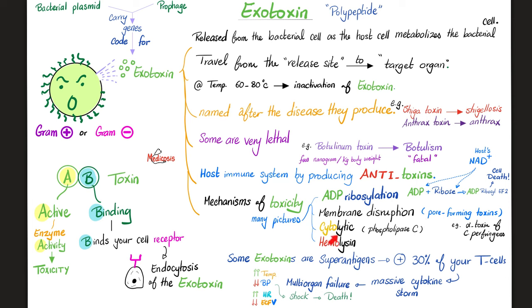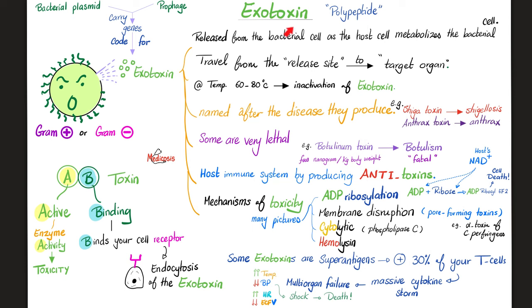Or it could cause lysis of the cell, such as phospholipase C. This is how the alpha toxin of Clostridium perfringens, which we'll talk about in a later video, works. A fourth mechanism is hemolysin, which causes hemolysis, destruction of blood cells. Some exotoxins are like the Incredible Hulk, super antigens. They stimulate a third of your T lymphocytes, inducing them to release lots of cytokines. This cytokine storm can lead to multi-organ failure, shock, and death.